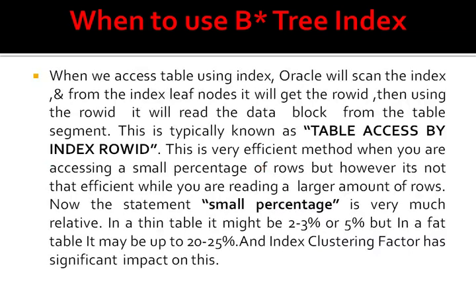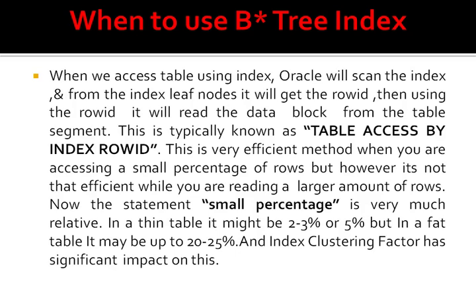When we access the table using an index, Oracle will scan the index, and from the index leaf node it will get the row ID. Then using the row ID it will read the data block from the table segment. This method is typically known as table access by index row ID. In an execution plan you can see it, and this is a very efficient method when you are accessing a small percentage of rows from the table, but it is not that efficient when you are reading a larger amount of rows from the table.